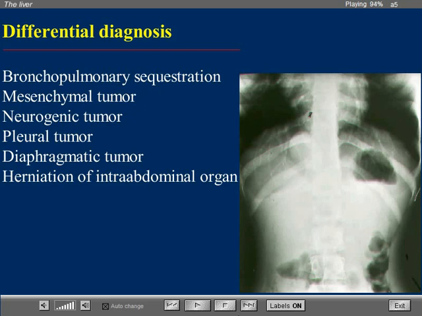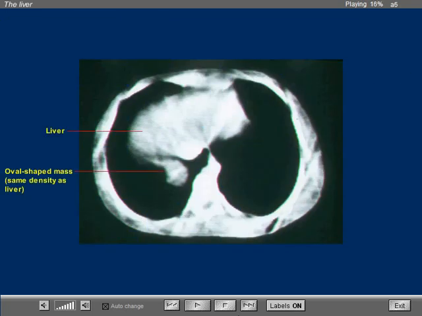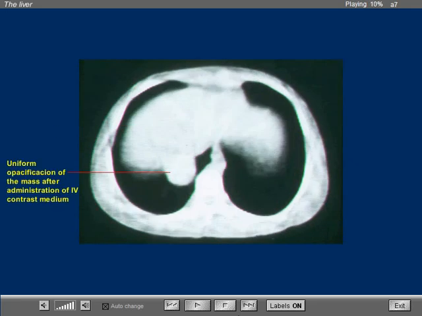I requested 2 studies, a CT and a scintigraphic examination. A non-contrast CT study shows the oval-shaped mass with the same density as the liver. When contrast was injected, one can see the uniform opacification of this mass with the same density as the liver, and the liver appeared structurally perfectly normal.